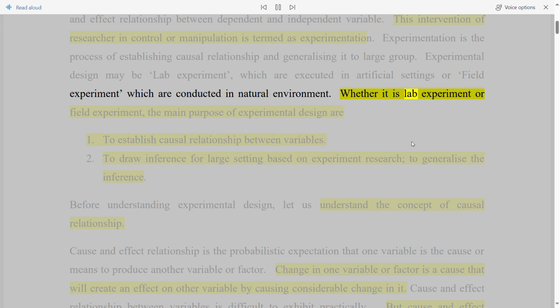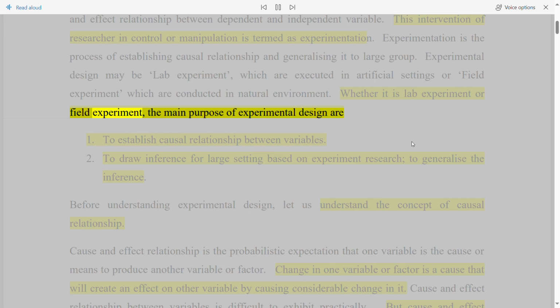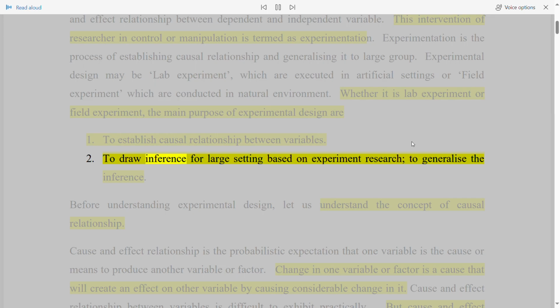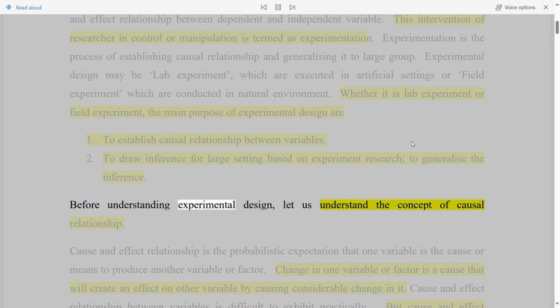Whether it is a lab experiment or a field experiment, the main purposes of experimental design are: 1. To establish causal relationship between variables. 2. To draw inference for a large setting based on experiment research, to generalize the inference. Before understanding experimental design, let us understand the concept of causal relationship.